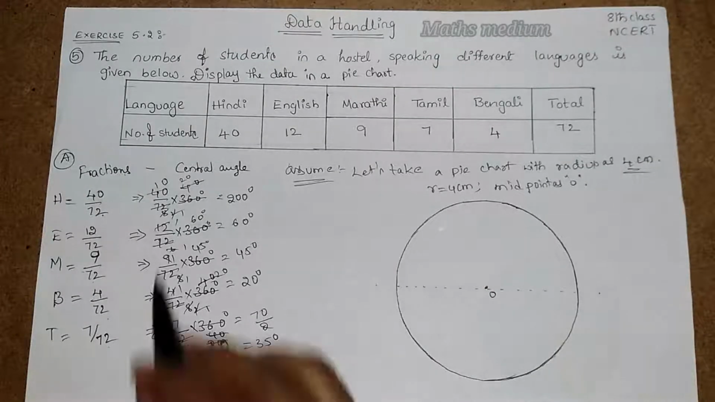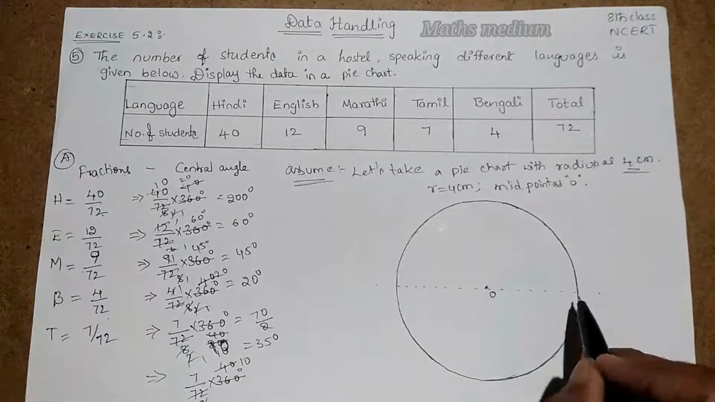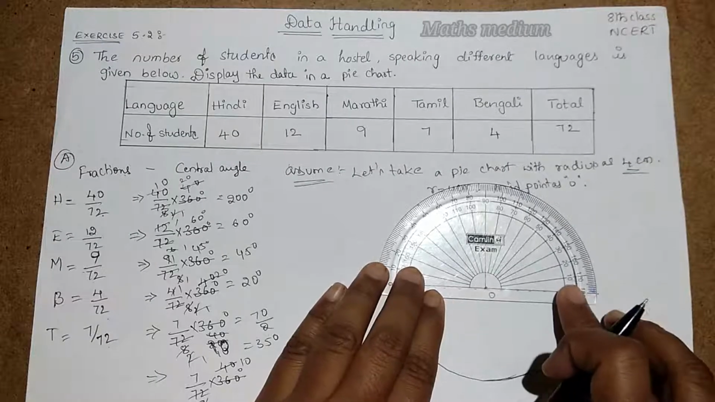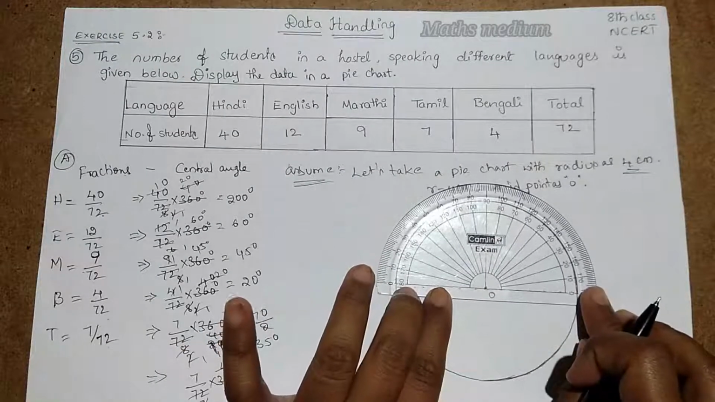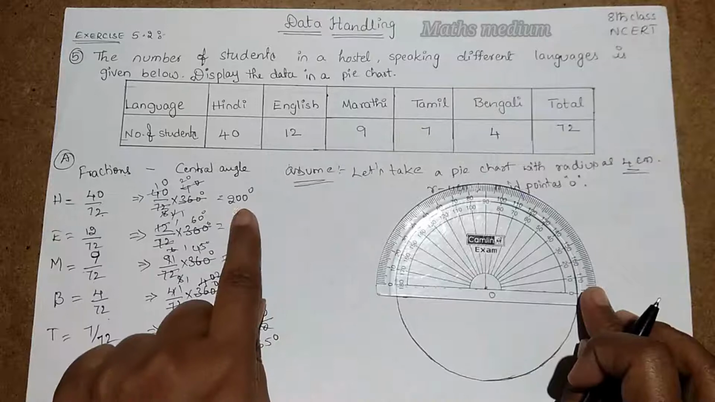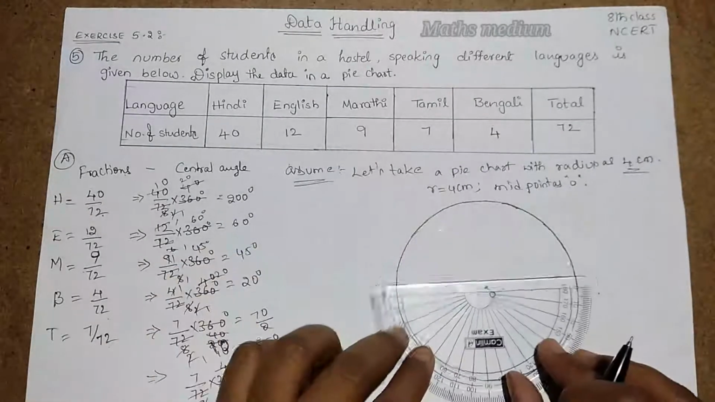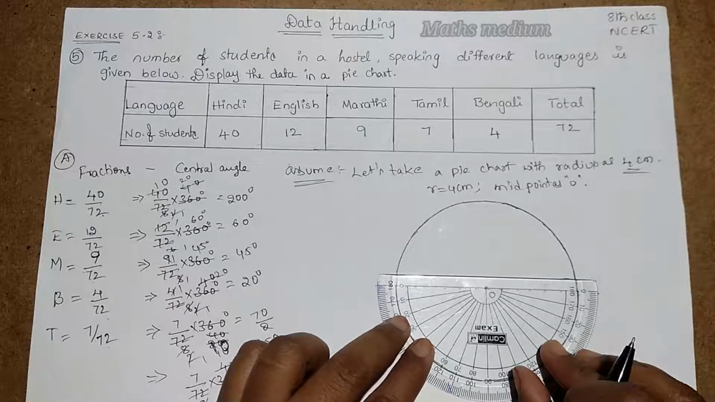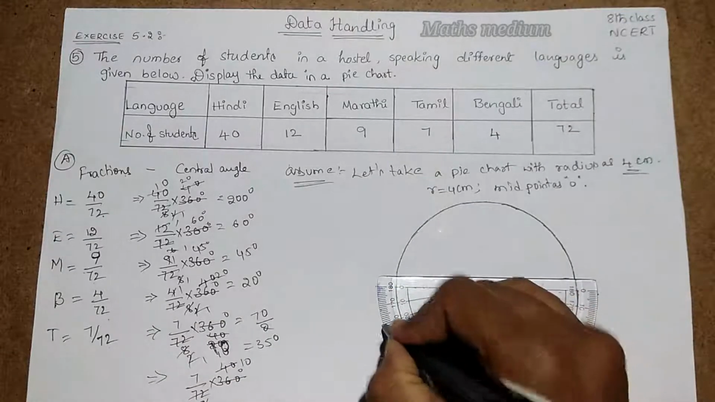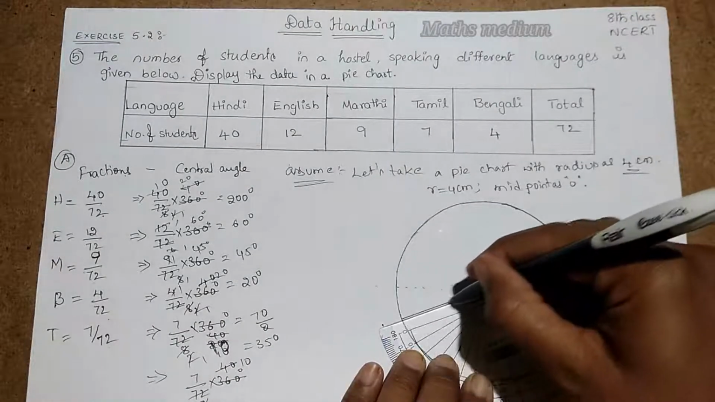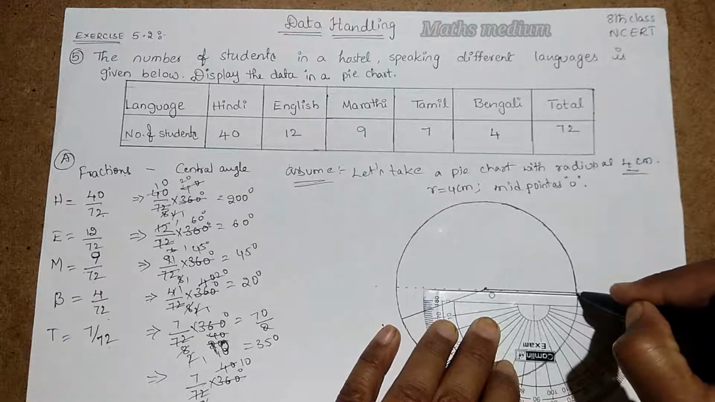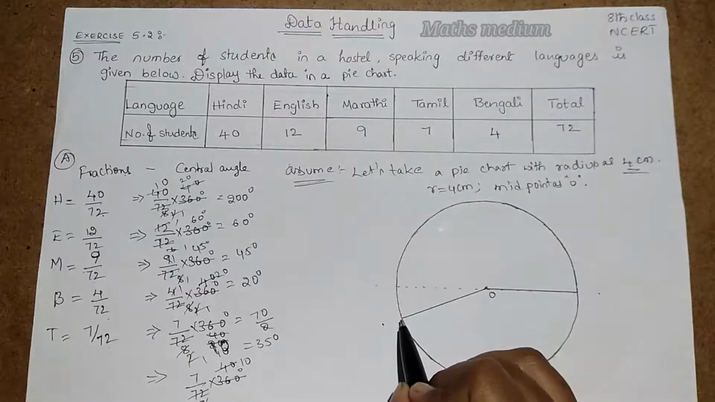So let's start with Hindi, that is 200 degrees. I am taking one line as the base. So this is the base. It is 0 degrees. From this we are going to represent 200 degrees. This is 180 degrees, right? So 180 plus 20 is equal to 200. From this line you have to measure an extra 20 degrees. 0, 10, 20. So this is the 20 degrees. Draw a line through it. See here, this is 180, extra 20, 200 degrees.